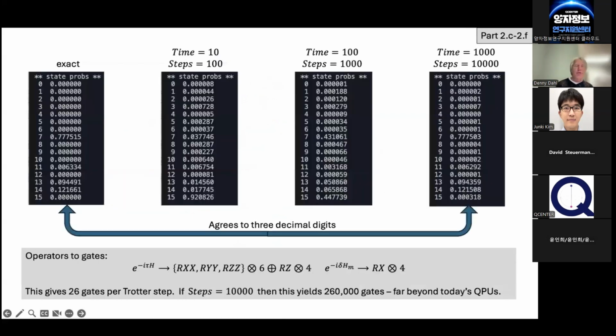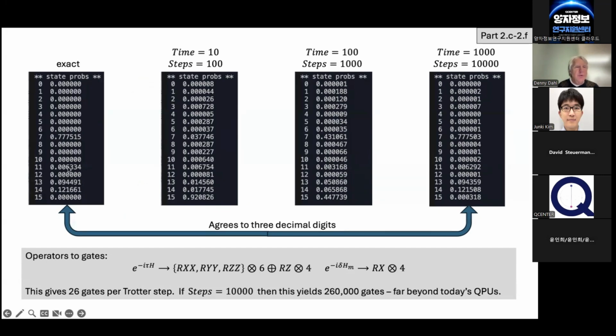Now, this is when I actually did the adiabatic evolution of that Heisenberg Hamiltonian. What I'm trying to do is match the exact probabilities in the ground state. So these are the 16 computational basis states, 0 through 15. And you can see that if I exactly diagonalize that Hamiltonian, out of these 16 states, only 4 of them actually have any probability in them: state 7, state 11, state 13, and state 14.